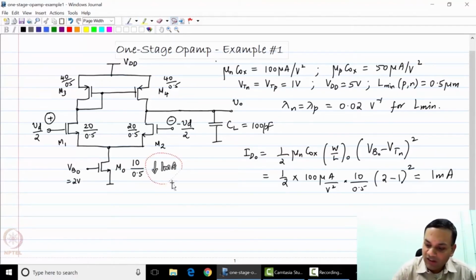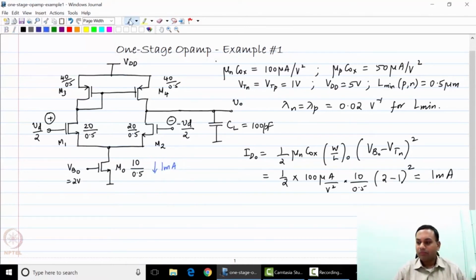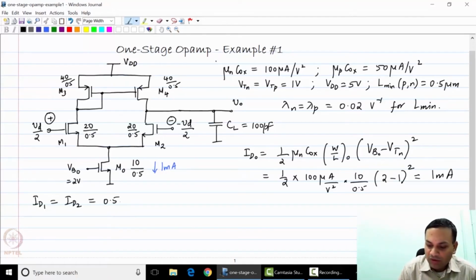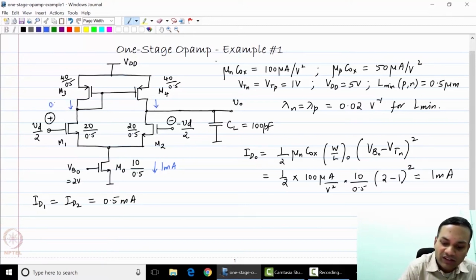So now all the derived quantities will be placed in blue color. Now, as long as both M1 and M2 are in saturation, you will find that each of them has a current which is equal to half a milliampere. So ID1 is equal to ID2 is equal to 0.5 milliamperes. So you have a current of 0.5 milliamperes flowing through each of these half circuits.